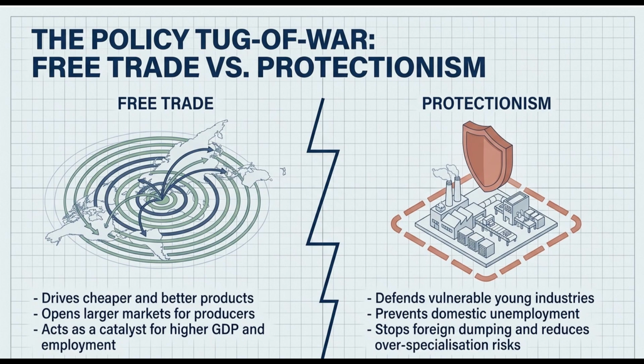Free trade allows countries to exchange goods freely, right? Leading to cheaper products, larger markets, and economic growth. So, what is free trade? It drives cheaper and better products, opens larger markets for producers, and acts as a catalyst for higher GDP and employment. Right. At the same time, what about protectionism? Protectionism defends vulnerable young industries, prevents domestic unemployment, stops foreign dumping, and reduces over-specialization risk.